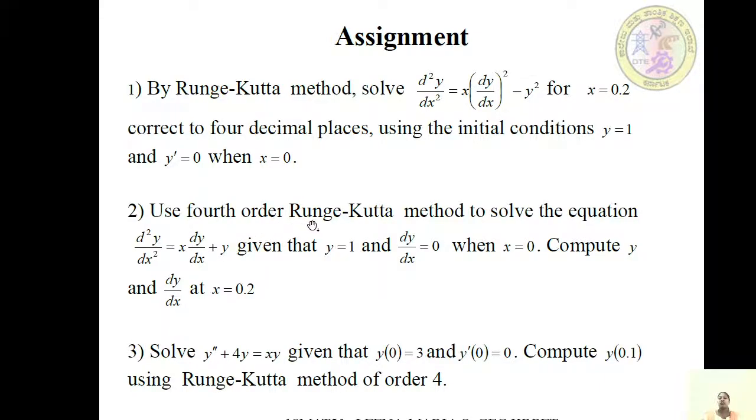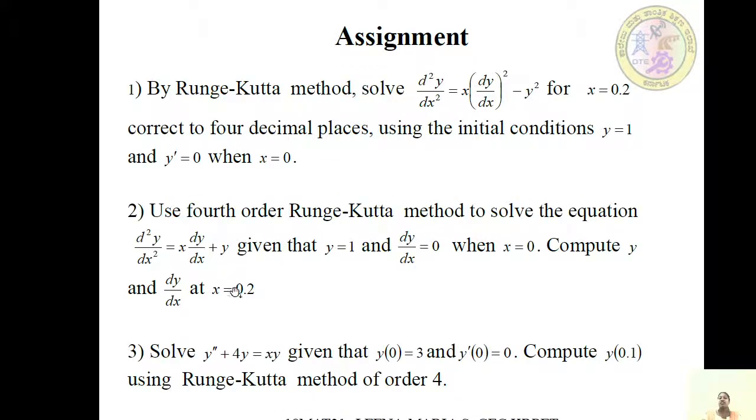Second one, use the fourth order Runge-Kutta method to solve this equation: d square y by dx square equals x dy by dx plus y. Given y equals 1, dy by dx is equal to 0, when x is equal to 0. Find y and y dash, that is dy by dx, at x is equal to 0.2. These are the conditions given. y naught, that is y equals 1, is the initial condition. dy by dx, that is z naught, is equal to 0 at x naught is equal to 0. You have to use the same process to solve this problem.